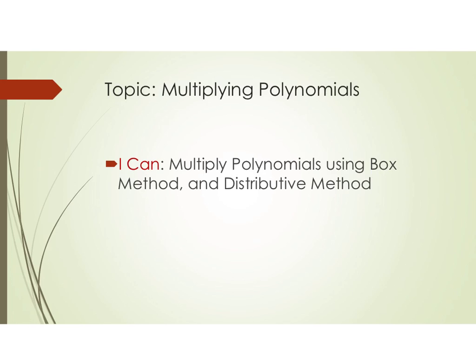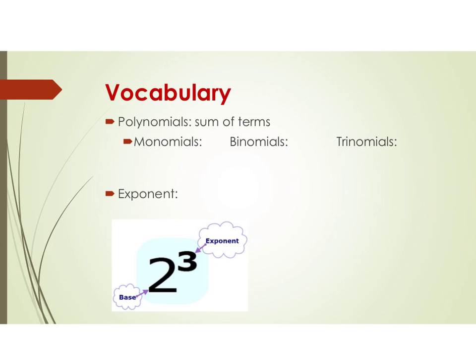Today's topic is multiplying polynomials. I can statement: multiply polynomials using box method and distributive method. Vocabulary: a polynomial is a sum of terms. Monomial, binomial, and trinomial mean how many terms are in there. Monomial being one term, binomial 2 terms, trinomial 3 terms.